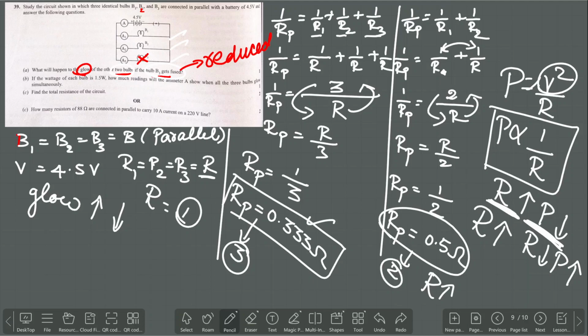Clear? You need not derive these and all. You just remember this concept alone. If the number of devices is getting increased, the resistance will get decreased. If the number of devices is getting decreased, the resistance will get increased. Suppose if 2 bulbs are not working, whether the glow will remain the same, or it will increase, or it will decrease further? It will decrease. Reason is, if one bulb alone is working, by that time the net resistance will be equal to 1 ohm. Compared to this value, here the net resistance is more. That means if resistance is more, what will happen to the power? Power will get decreased. Now go to the B question.